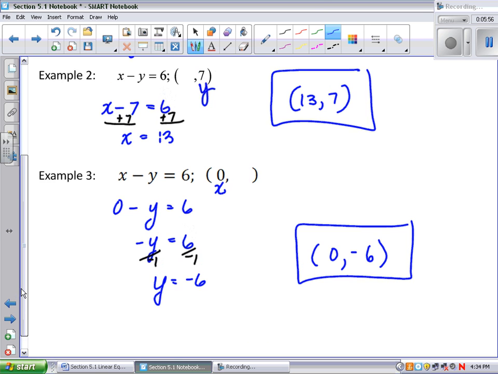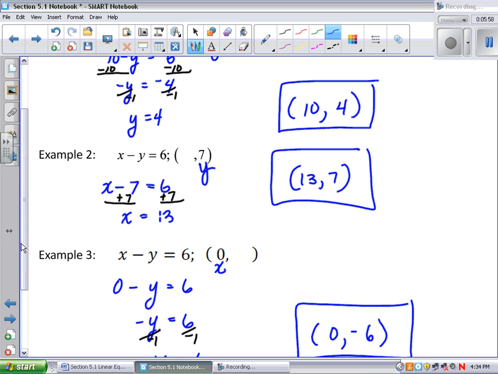Now, when you're graphing a linear equation in two variables, such as x minus y equals 6, if you were to plot all of these points on a grid, they would give you a straight line, hence the name linear.